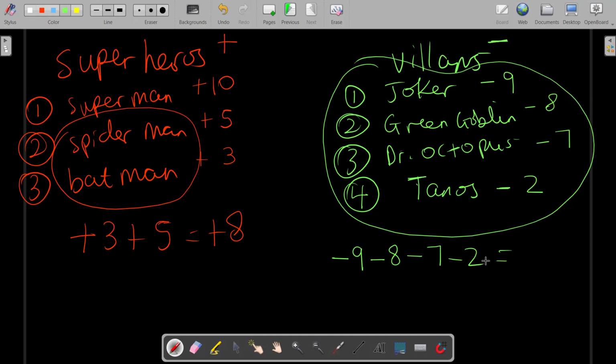Right, I want you to keep in mind, when we team them up, we apply the laws of directed numbers here. I'm using this example to show you all how directed numbers work.